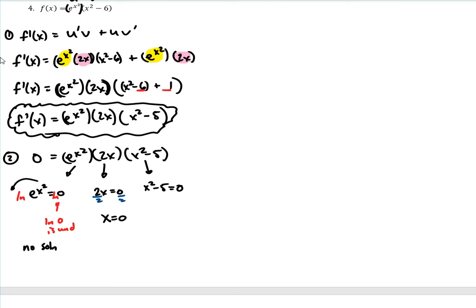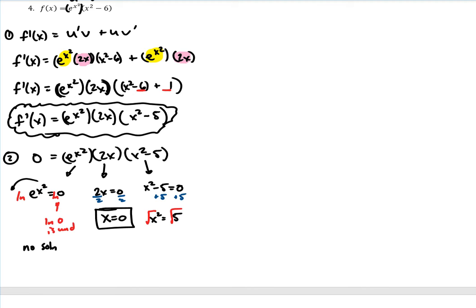So that's one of the critical numbers. Let's go ahead and box it. And then this one here, well, I would add the 5 over. So we're going to add 5 to both sides, and we'll get x squared equals 5. And then we could square root both sides. If you square root both sides, remember to do plus minus.